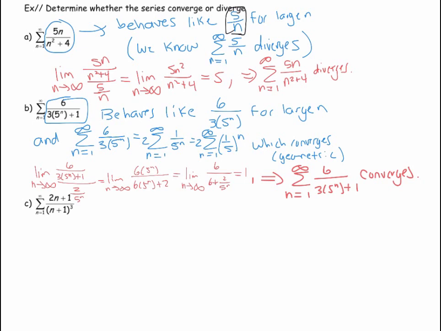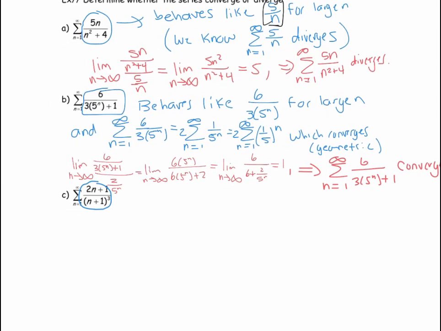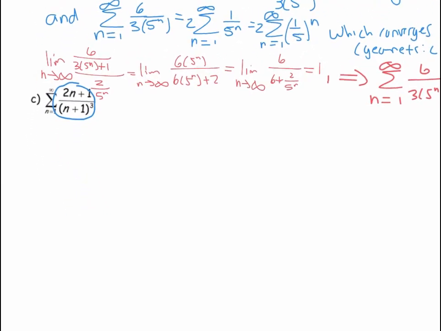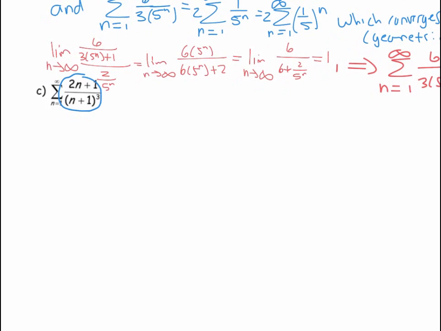Let's finish with this one here. This is 2n plus 1 over n plus 1 cubed. I would just note that if you imagine expanding the denominator, you're going to get an n cubed. And in the long run, as the highest power, that sequence is going to behave like 2 over n squared for large n.